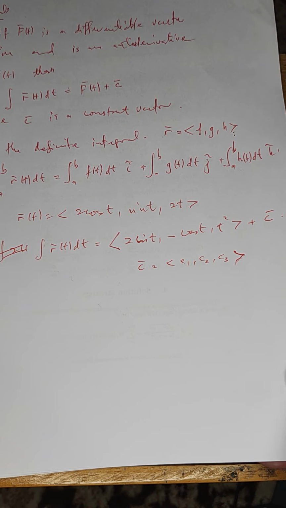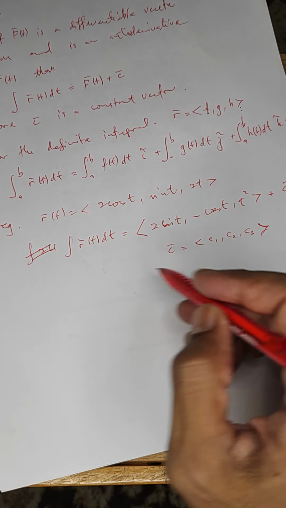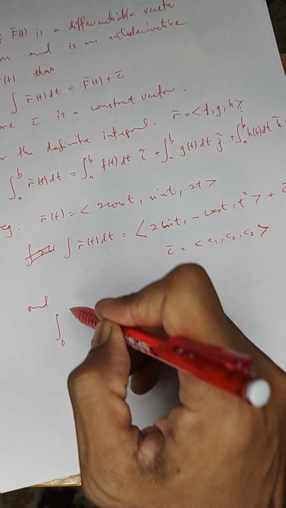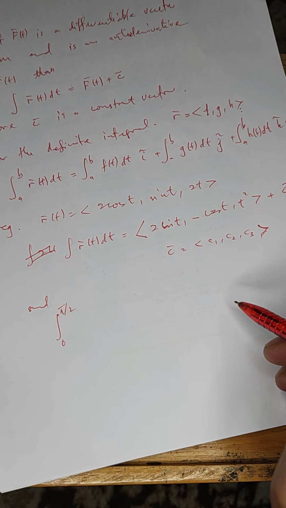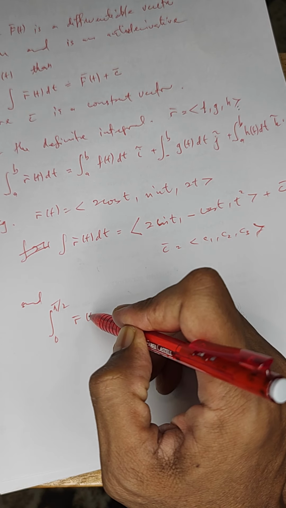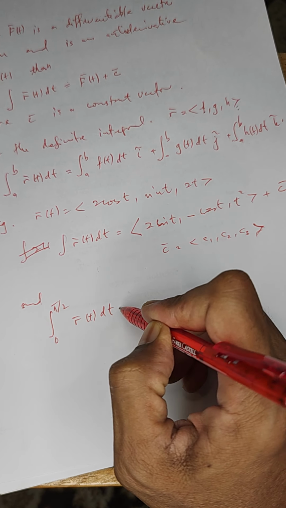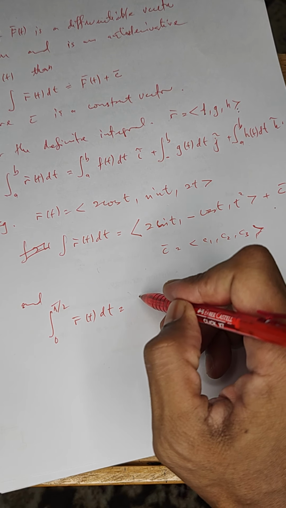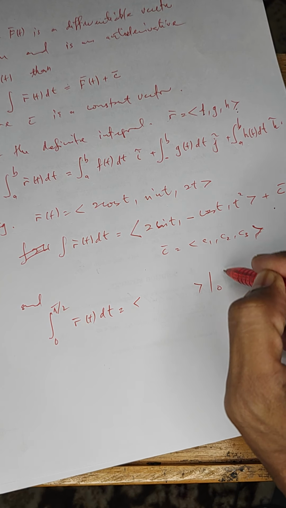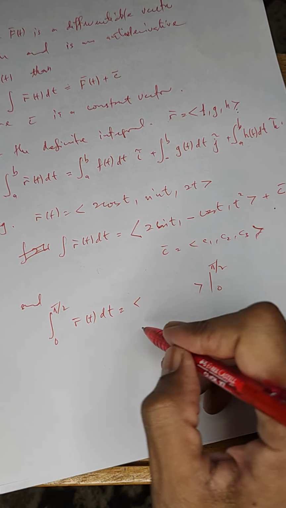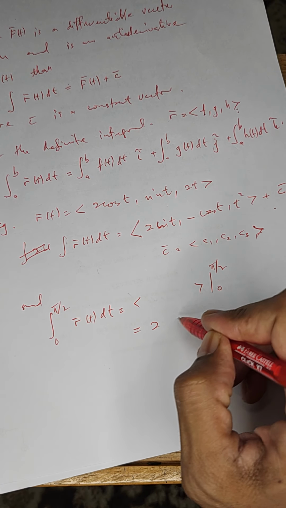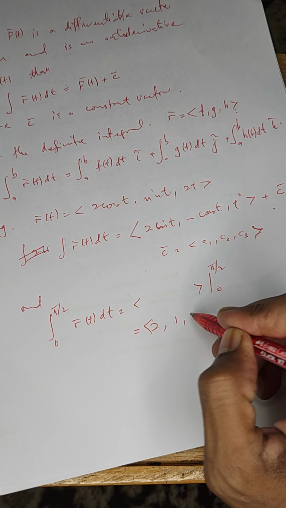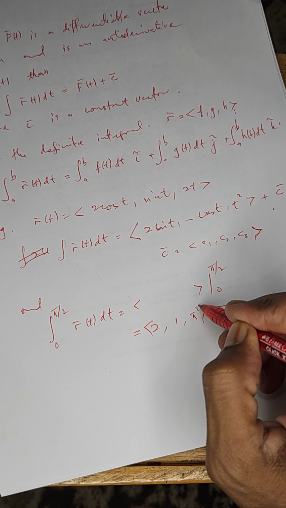And if you want to evaluate the definite integral, say from 0 to pi over 2, of r(t) dt, whatever you have here, we just need to substitute those values 0 to pi over 2, that gives us 2, 1, pi squared over 4.